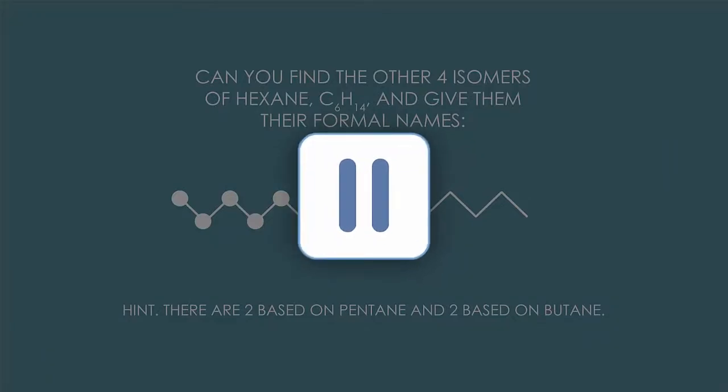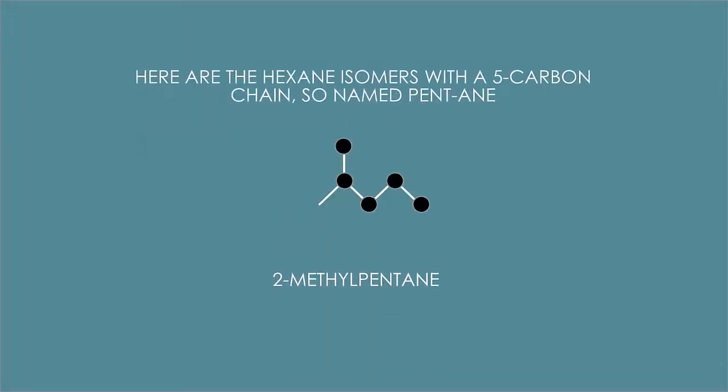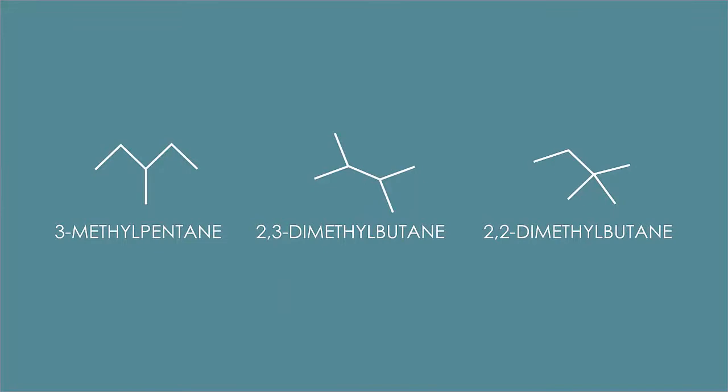Here are the hexane isomers with 5 carbon chain, so they are named pentane, 2-methyl pentane, 2 because the methyl group is on the second carbon atom in the pentane chain. Count the atoms, 6 carbons, 14 hydrogens, it's still hexane. And here's the other isomer based on pentane, 3-methyl pentane. And there are 2 more structural isomers based on butane with only 4 carbon atoms in the longest chain, 2,3-dimethyl butane and 2,2-dimethyl butane.